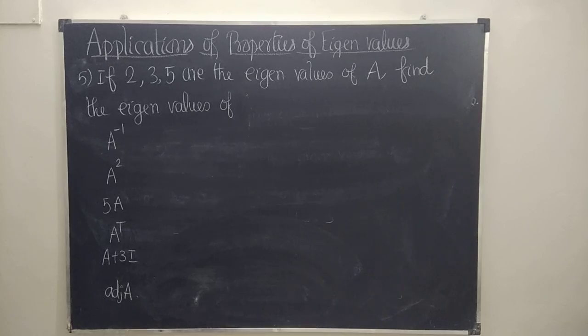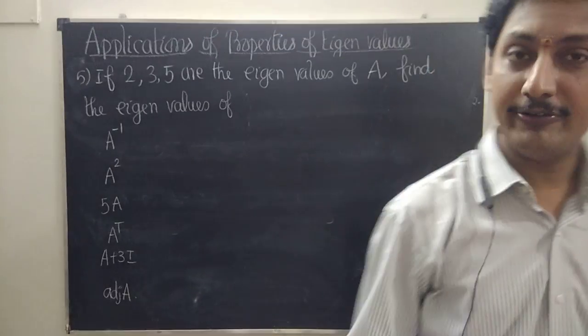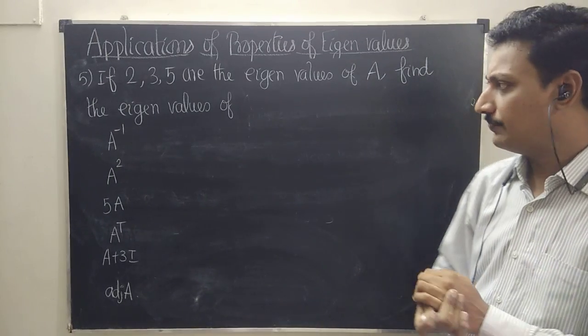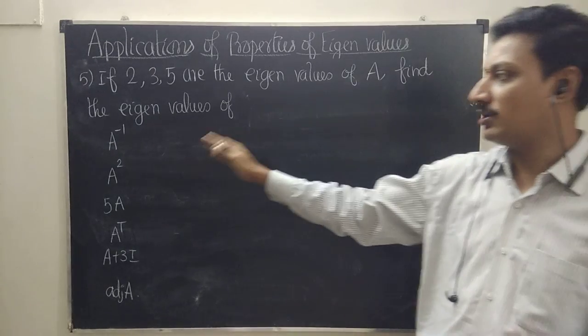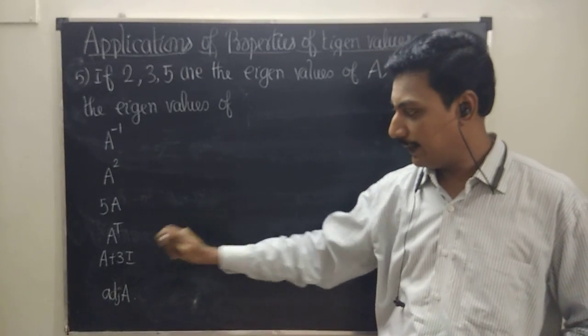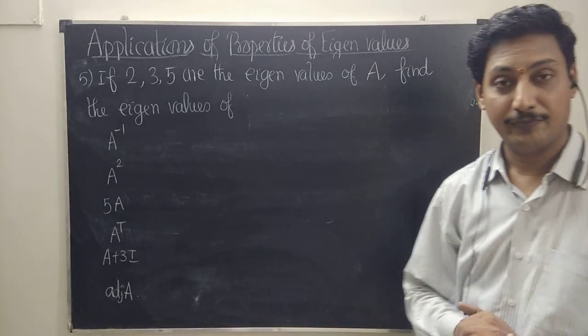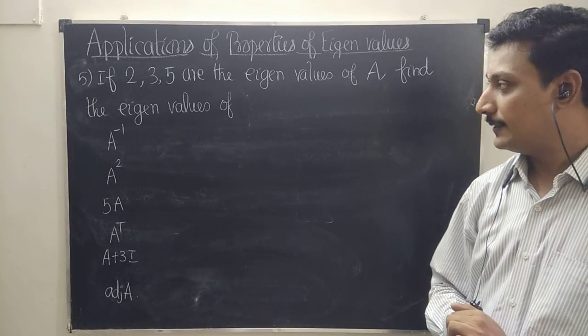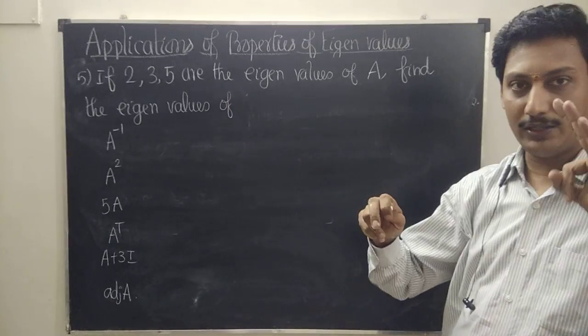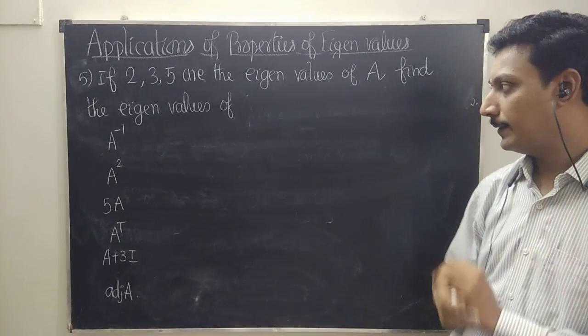The fifth one is very interesting. If 2, 3, 5 are the eigenvalues of your 3 by 3 matrix A, then find the eigenvalues of A inverse, A squared, 5A, A transpose, A plus 3I and adjoint of A. Let us see that. So A is a 3 by 3 matrix, so 2, 3, 5 are the 3 eigenvalues: lambda 1, lambda 2, lambda 3.